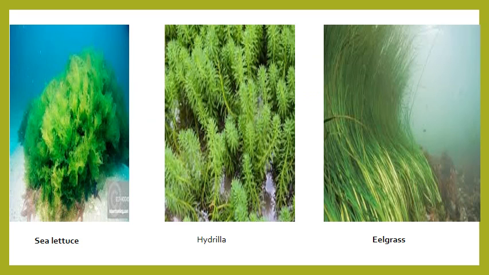Now we can see examples of some submerged plants like sea lettuce, hydrilla, and eelgrass. These are the types of submerged plants.